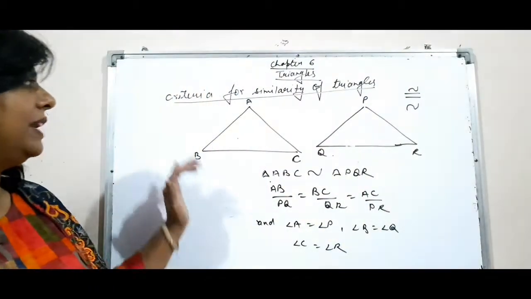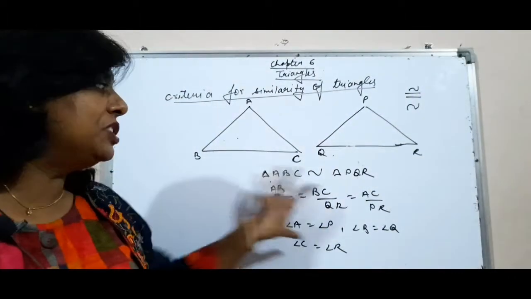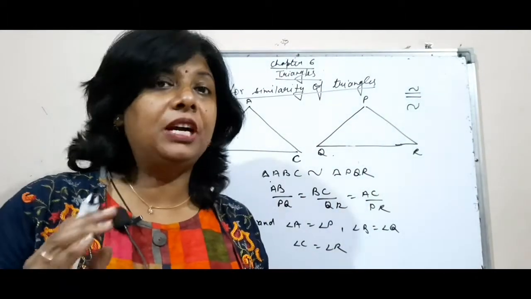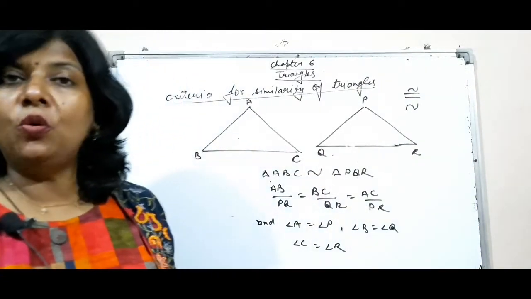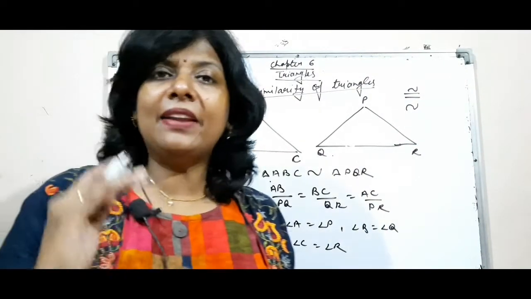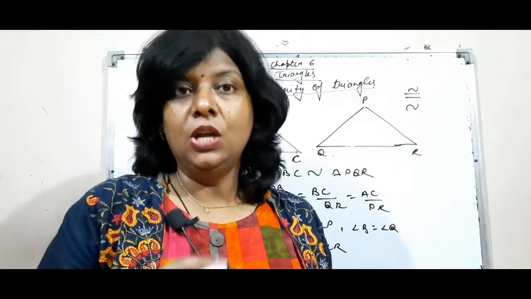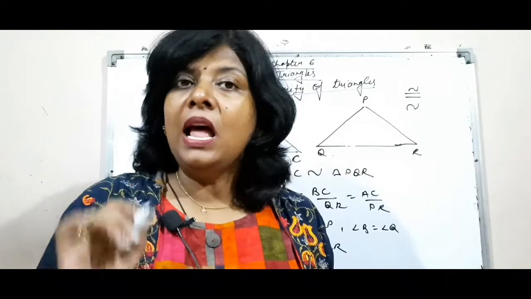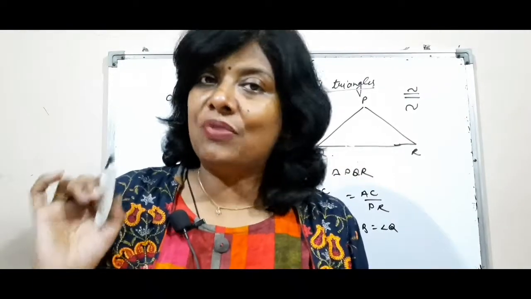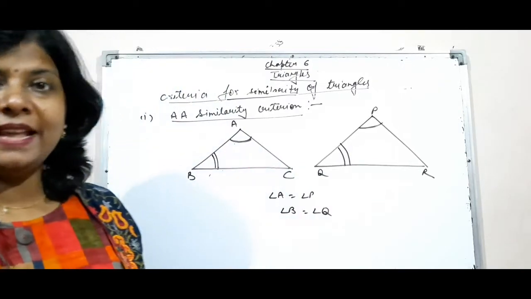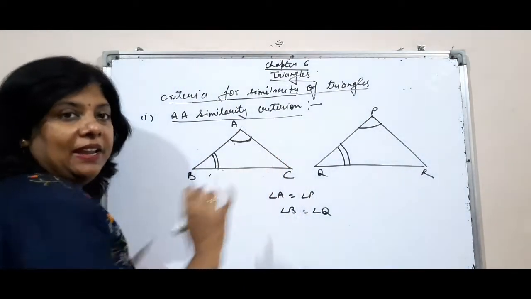If we want to prove that these two triangles are similar, then we have to prove this much condition. It will become quite difficult for us to prove all these conditions. Therefore, we are having similarity criteria for proving the triangles similar. So today in this video, I'll discuss those similarity criteria for the similarity of the triangle. The first criteria is AA similarity criteria.